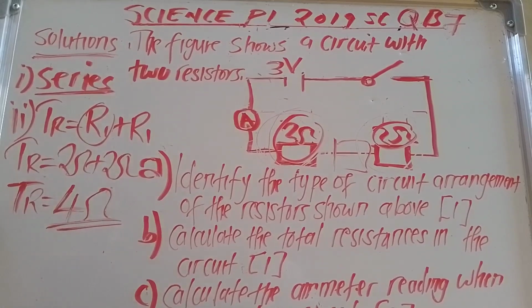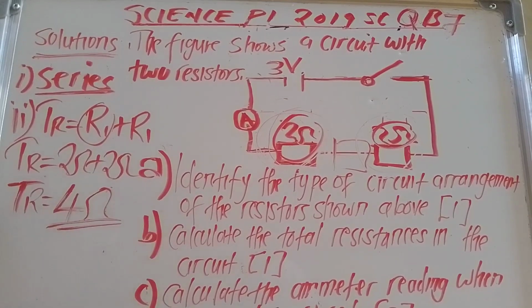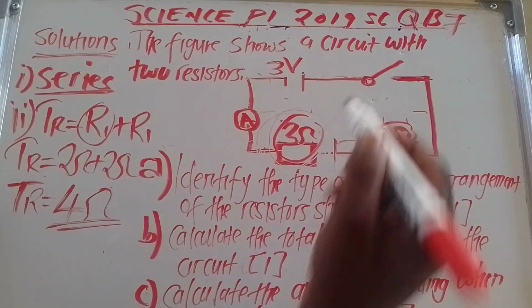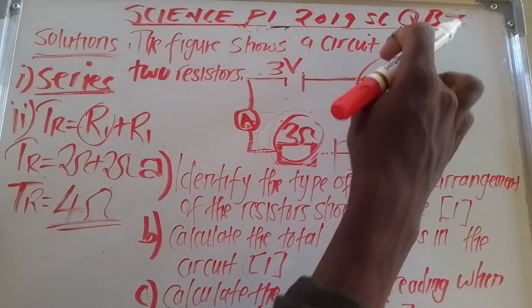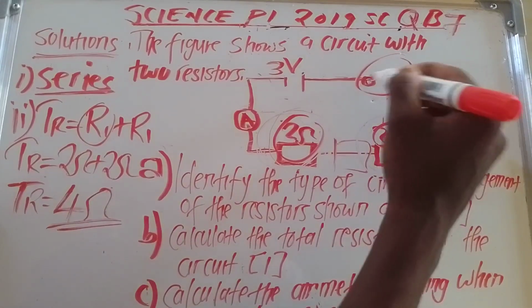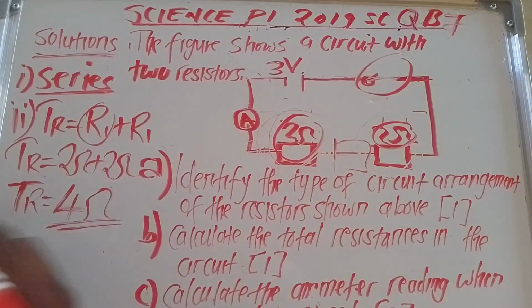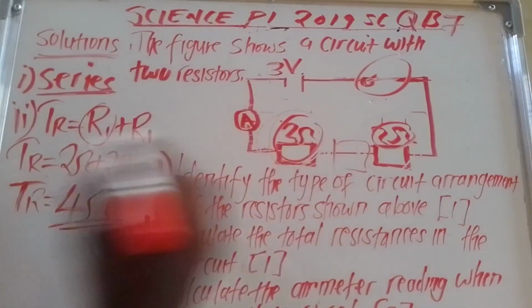Alright, let's go to the third question. The third question is asking us to calculate the ammeter reading when the circuit is closed. As you can see, this circuit is not closed. So now when they close this circuit, what is going to be shown here?